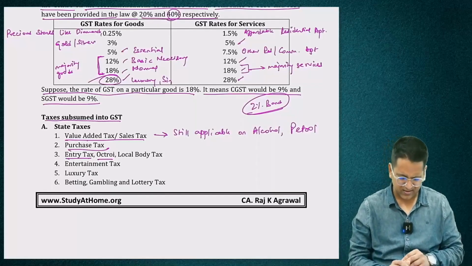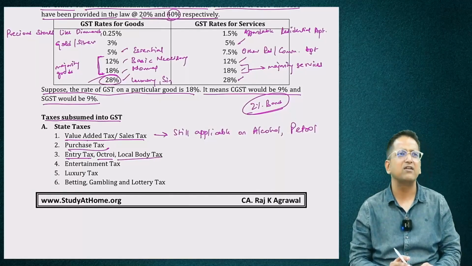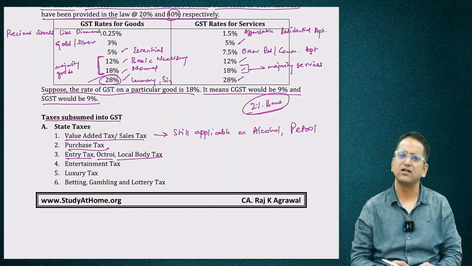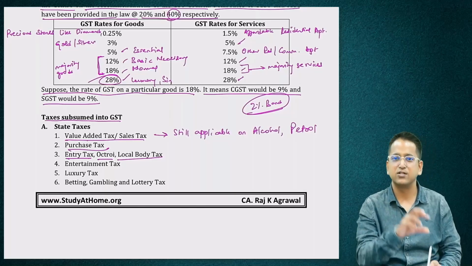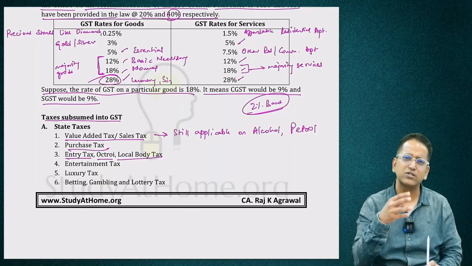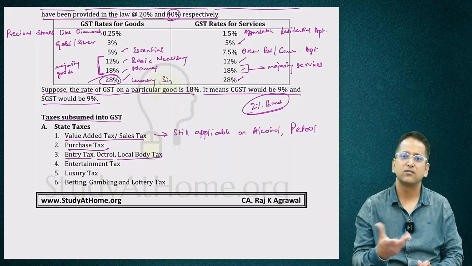Local body tax. Some items were subject to local taxes, like medicines. There was local tax on them. VAT and CST would be levied, but this local tax would be levied separately, meaning that money would go to that city or village. VAT and CST were state government taxes, and the local tax was on top. Unbelievable, brother.